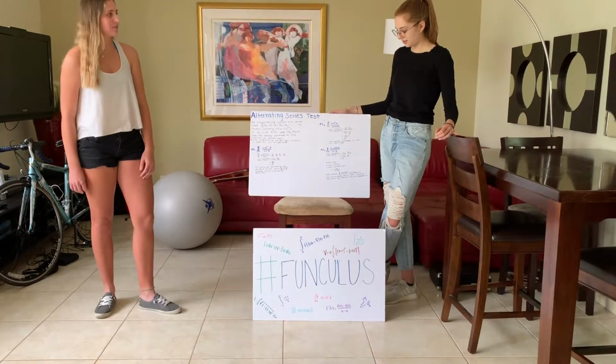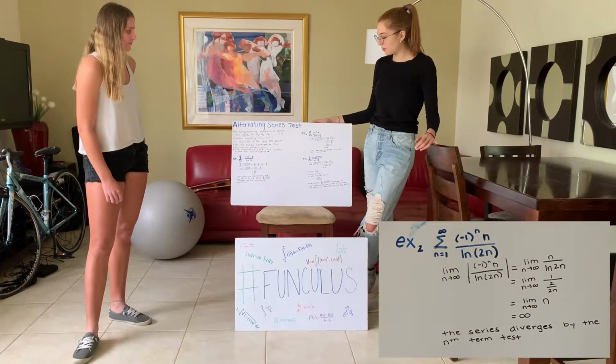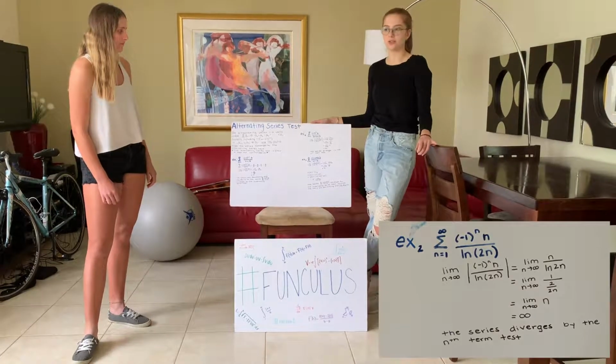And since the terms are decreasing and the limit equals 0, the series will converge by the alternating series test. So example 2, we have the sum as n goes from 1 to infinity of negative 1 to the n times n over ln of 2n.